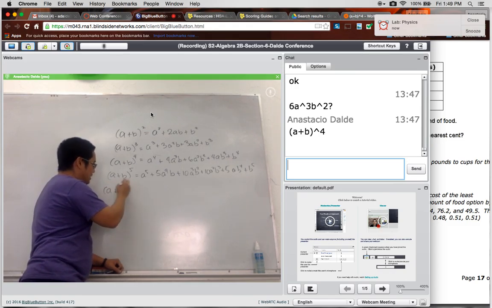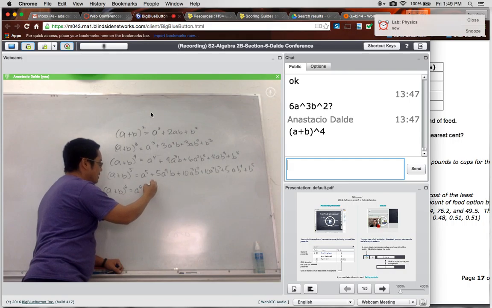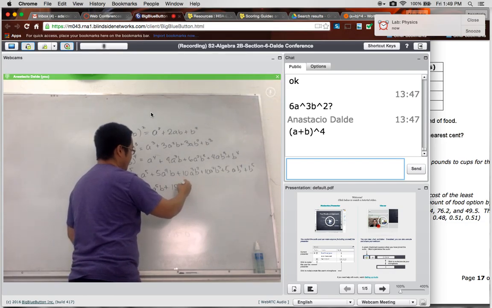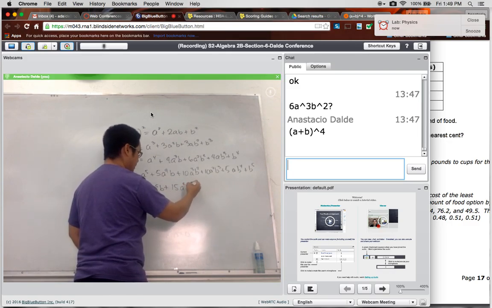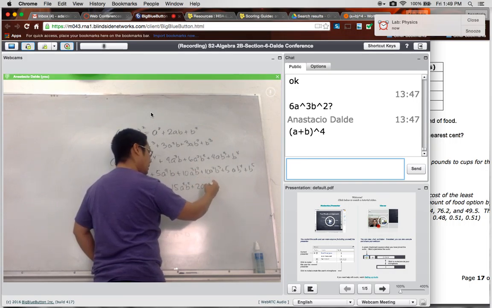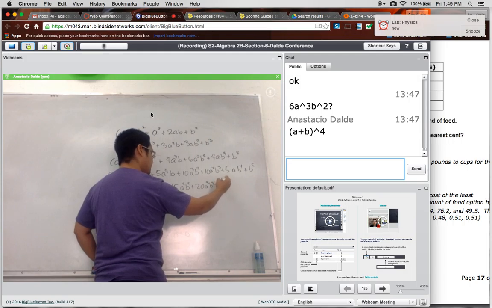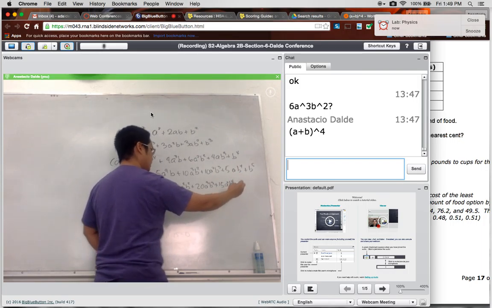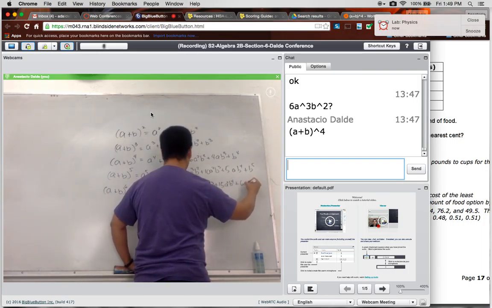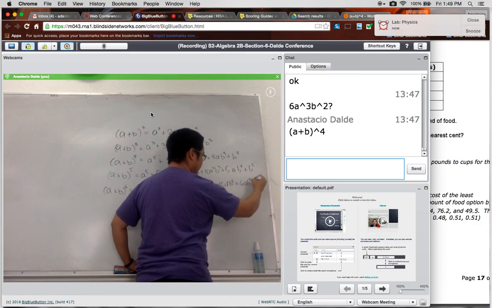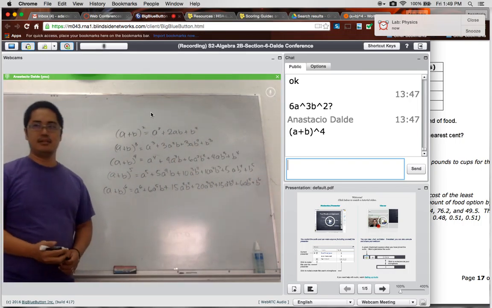(a plus b) to the 6th power is equal to a to the 6th plus 6a to the 5th b plus 15a to the 4th b squared plus 20a cubed b cubed plus 15a squared b to the 4th plus 6ab to the 5th plus b to the 6th. Trying to see the pattern. Okay, okay.